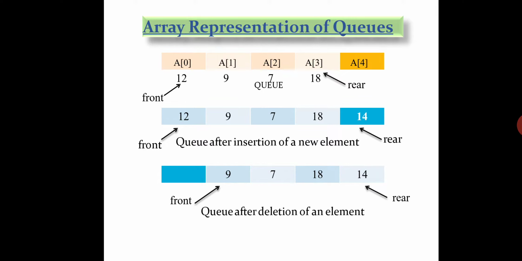Here one drawback is there. Your front is here, which means we always use the values from here onwards. The space before it is not being used at that time, though it is free. Once rear reaches n minus 1, it shows the queue is full. That is the drawback.